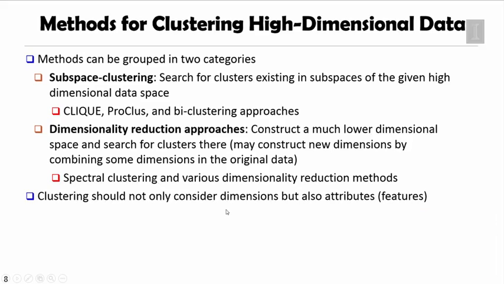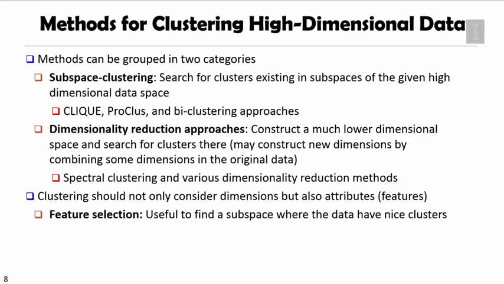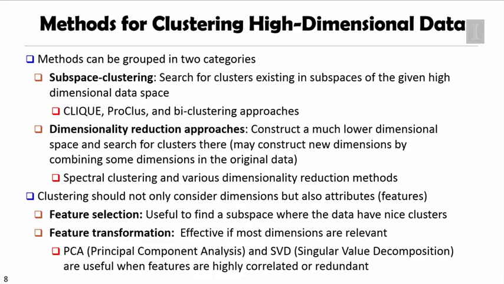On the other hand, clustering should not only consider dimensions, but also consider features, or what we call attributes. There are feature selection methods. That means you try to find a particular subspace where the data may have nice clusters, may have very nice features. Another approach is called feature transformation.